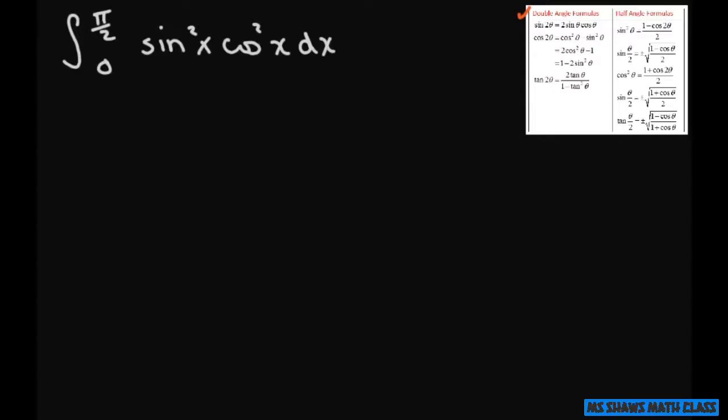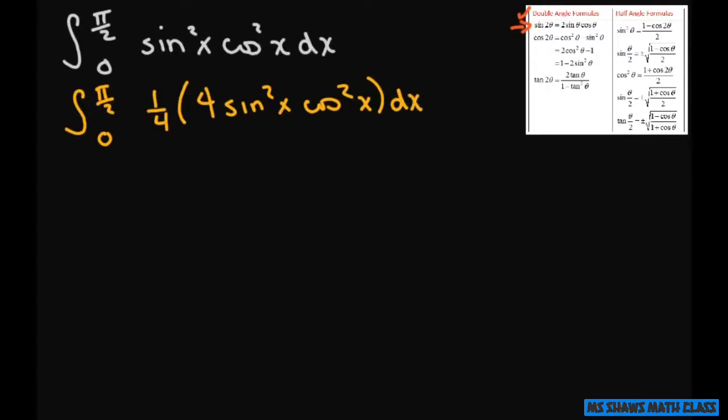So the first thing I want to do is rewrite this to make it easier to integrate, and I'm going to use my double angle formula for this because we have two cosines. So what I can do, a little trick here, is first of all write this as 1/4 for sine squared x cosine squared x dx. I didn't change anything, but I want to set it up to do this. Now, I can still simplify this further.